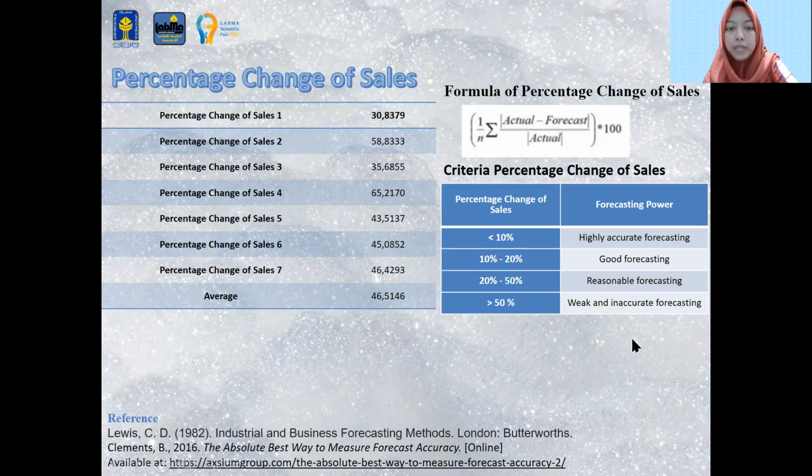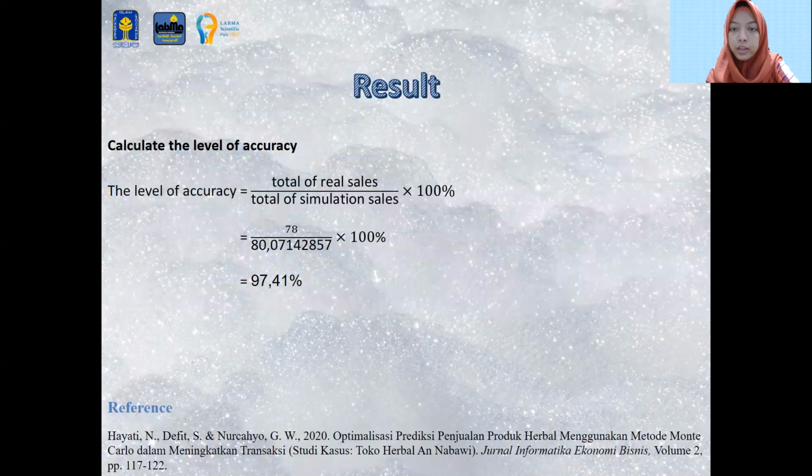From the result obtained, the maximum and minimum percentage change of sales can be calculated. The maximum percentage change of sales was 146% and the minimum percentage change of sales was 54%. Furthermore, the level of accuracy was calculated using the following formula and obtained an accuracy rate of 97.41%. From the accuracy rate obtained, it can be seen that the accuracy value is included in very high accuracy.